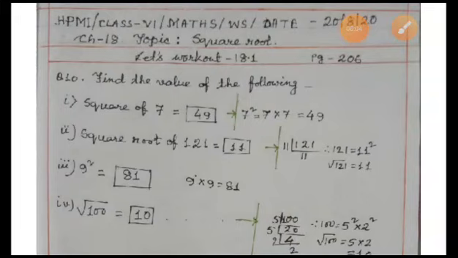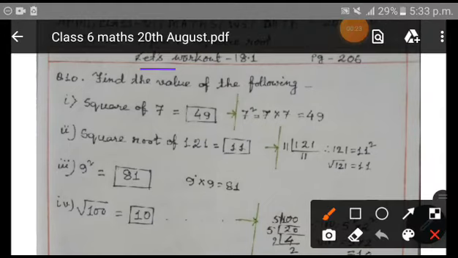Students, in the last class we began the chapter square root. I explained the basic meaning of square root and how to find the square root of numbers. Today we are going to work out exercise 18.1, sum number 10. Here it is given, find the value of the following. Come to question number 1.